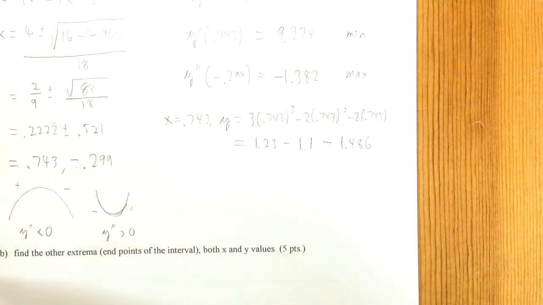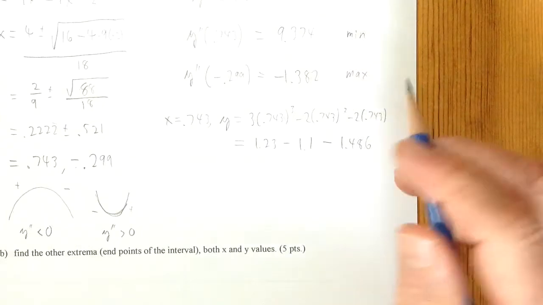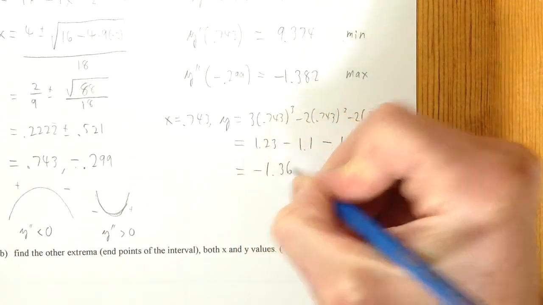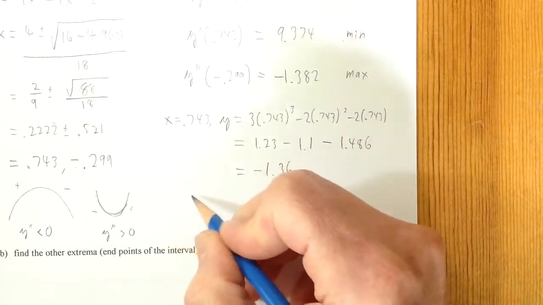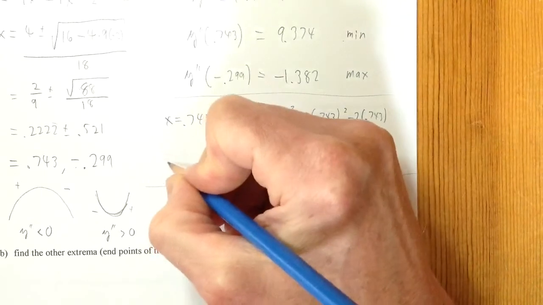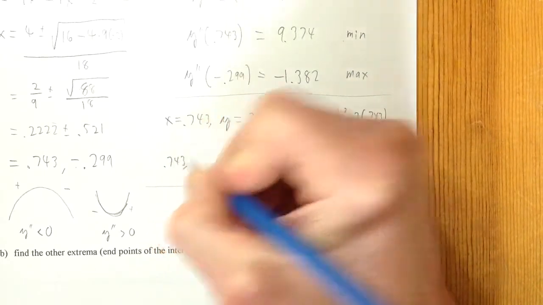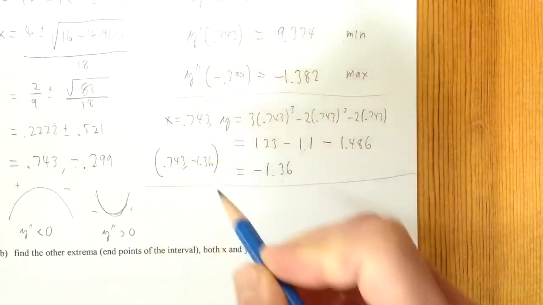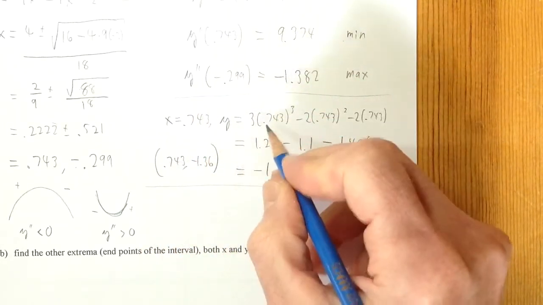Okay, so 1.23 minus 1.486 minus 1.1... I get negative 1.36. So that's our first point. And then the second one, I'll write it over here. 0.743 and then negative 1.36. That's one point. And then for the other point, we plug in x is negative 0.299.